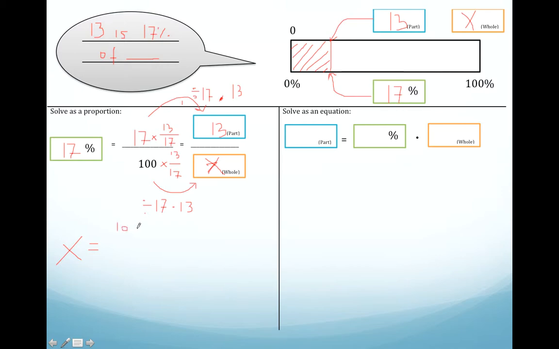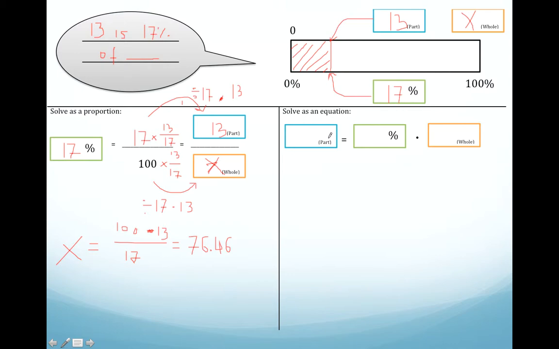100. I'm going to divide that by 17. This is 7. And I'm going to multiply that by 13. Okay. 100 times 13 divided by 17. Plug in the calculator. 100 times 13 divided by 17 equals 76.47. 76.47, and that is rounded to 2 decimal places.